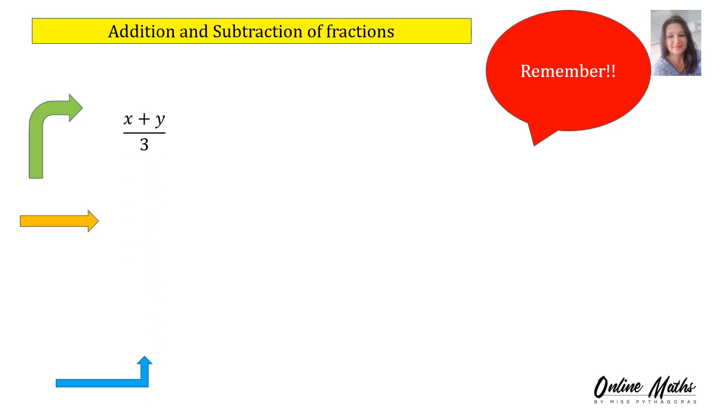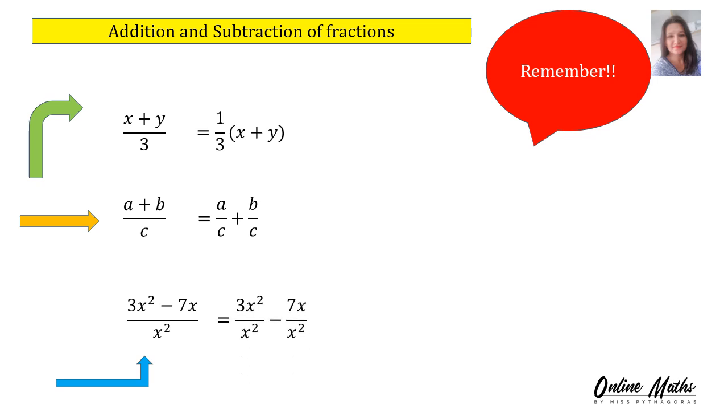The first thing is that (x plus y) over 3 can be written as a third bracket x plus y. And then (a plus b) over c is exactly the same as a over c plus b over c. And then this one, (3x squared minus 7x) over x squared, we can split it up into 3x squared over x squared minus 7x over x squared. And then we can say x squared and x squared cancel each other out. And then this x and one of the x's cancel each other. Therefore, it's the same as (3 minus 7) over x.